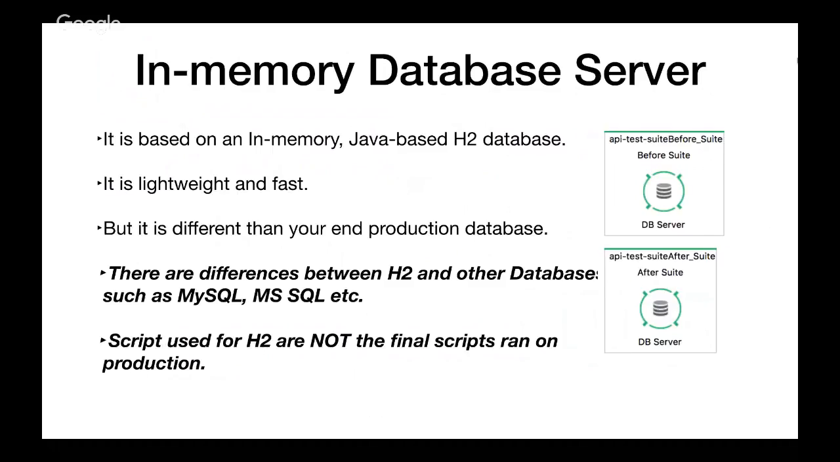Okay. So what are the options? An in-memory database server. The MUnit framework that we have does provide us a database server, the one that we touched on in the earlier slides. This server is a kind of wrapper over the H2 database, which is an in-memory Java-based database. It is lightweight and fast. Of course, it's in memory, and it's just one jar. But at the end, it is different from your production database.